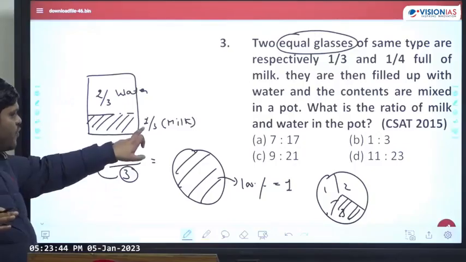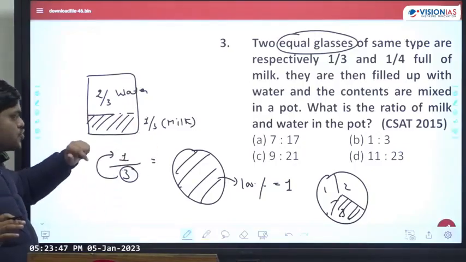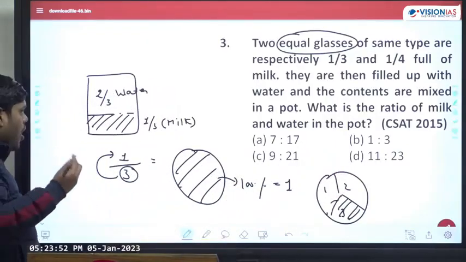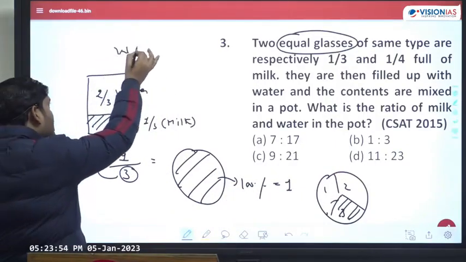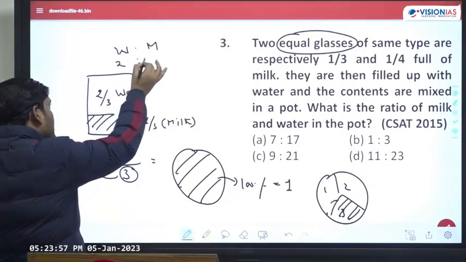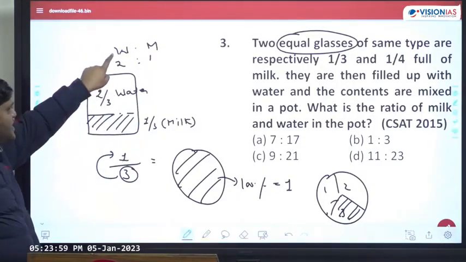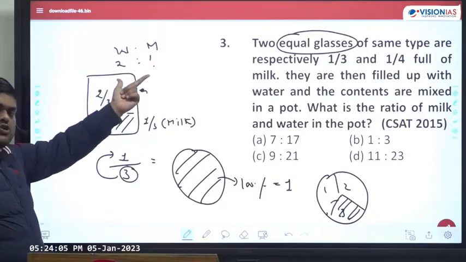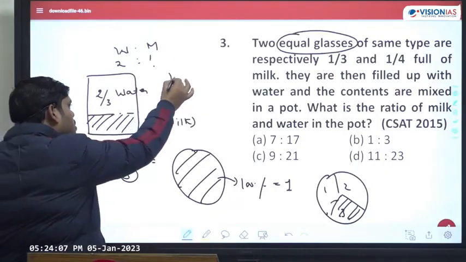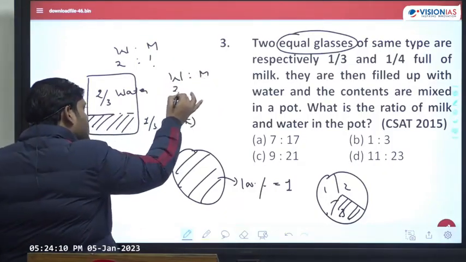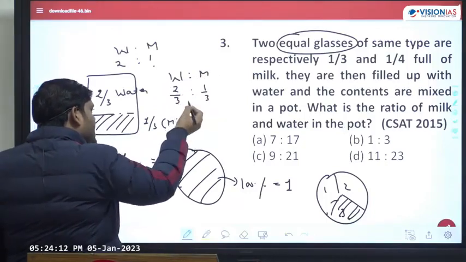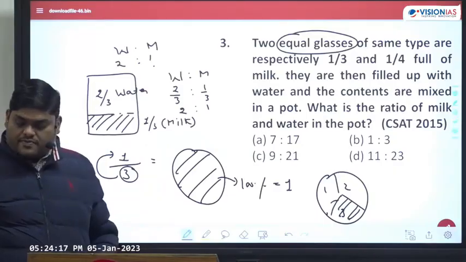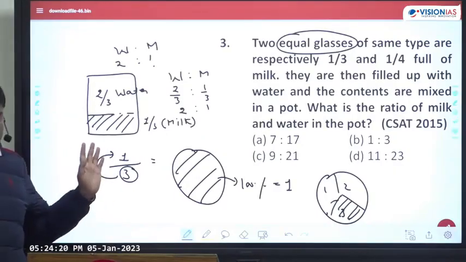So when we are saying 1/3 is milk, then 2/3, 2 parts, is water. Or I can say that the water to milk ratio is simply 2:1. That means 2 parts are water and 1 part is milk, and the total is 3 parts. Or you can do it this way also: water ratio milk is 2/3 ratio 1/3, and this is equal to 2:1.